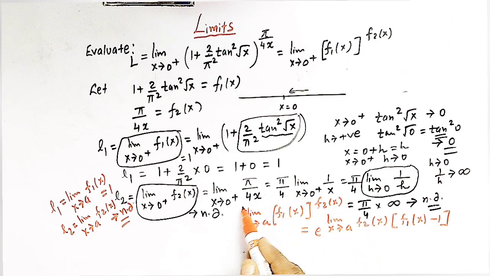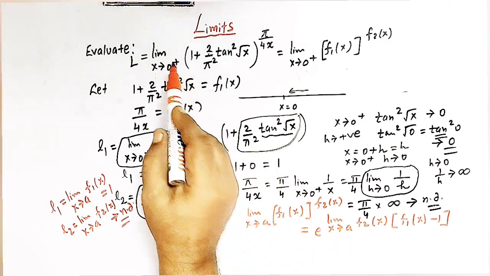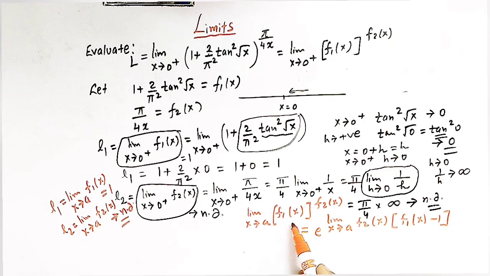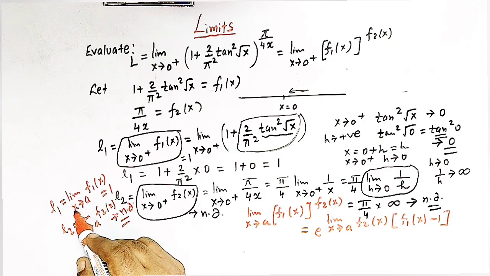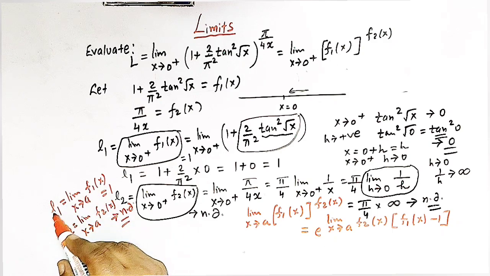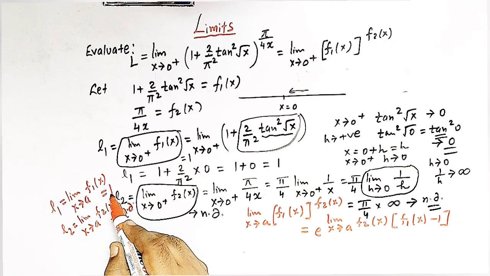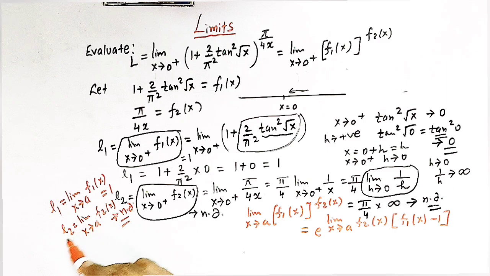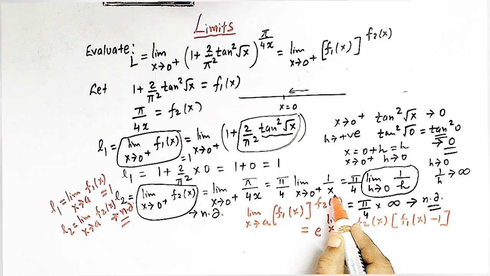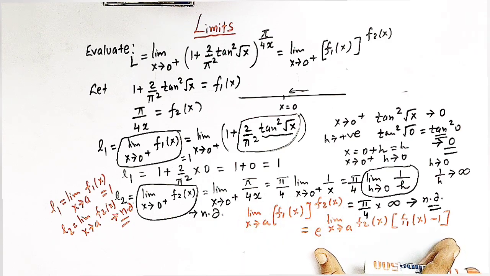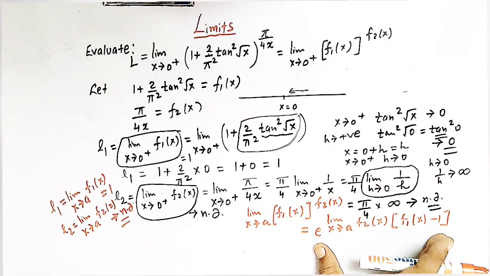So here whenever we have a limit of this kind, limit x tends to a f1(x) raised to f2(x), and here our problem is similar to this one, and the conditions are the limit x tends to a f1(x), which we call L1, is equal to 1, and we are taking L2 as limit x tends to a f2(x), and this limit is not defined.